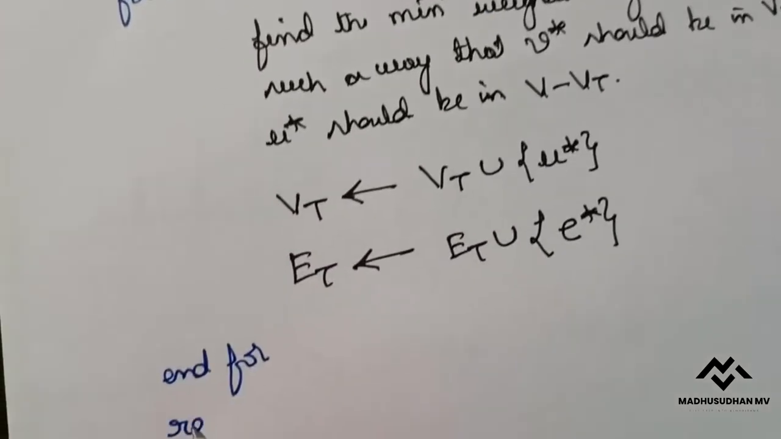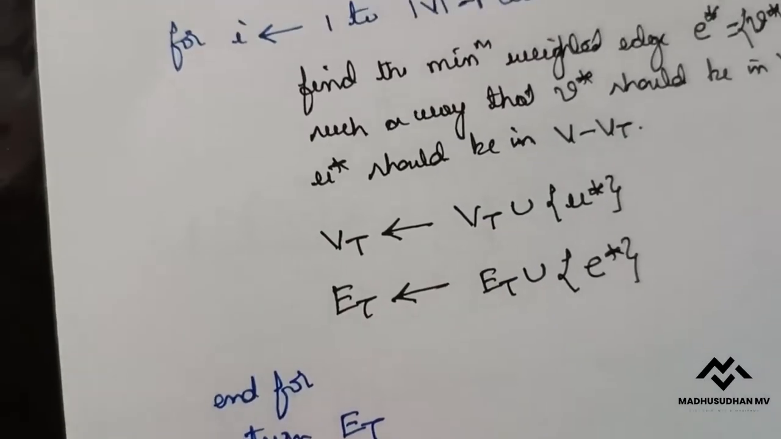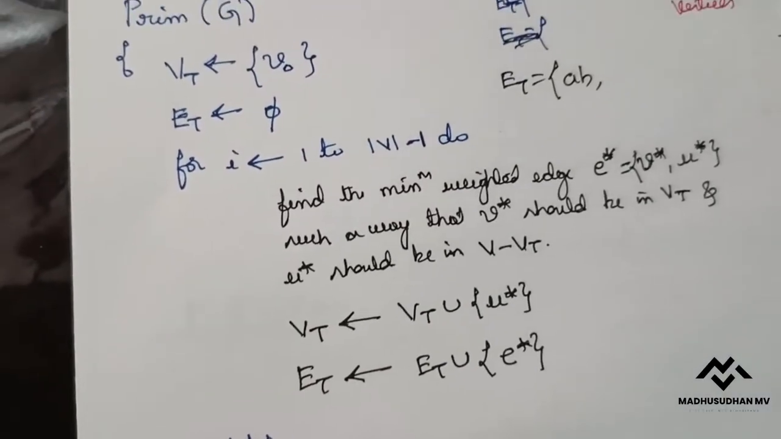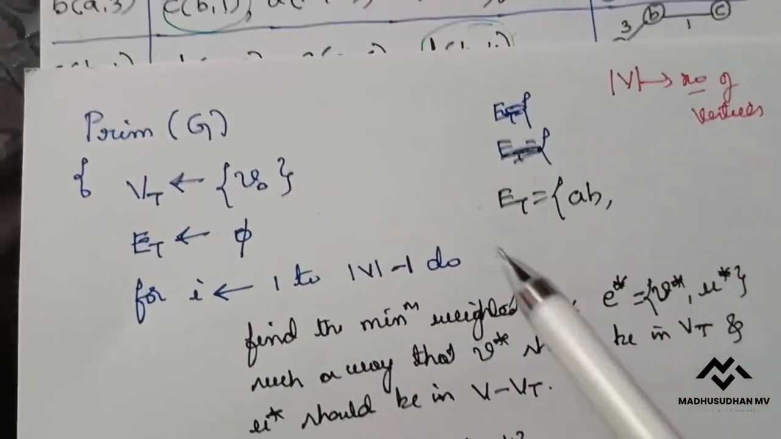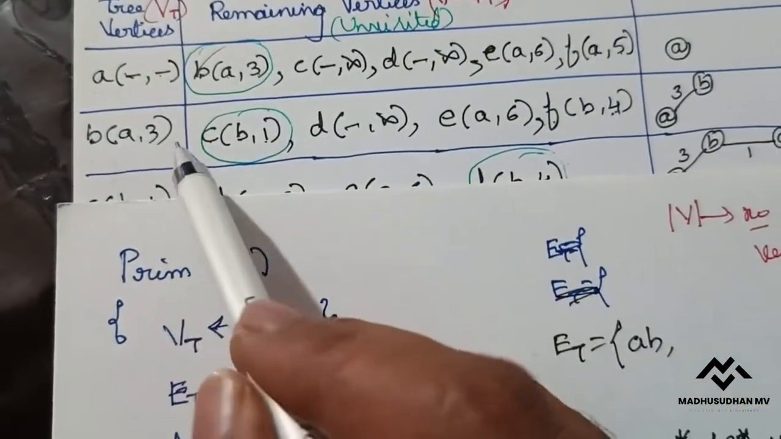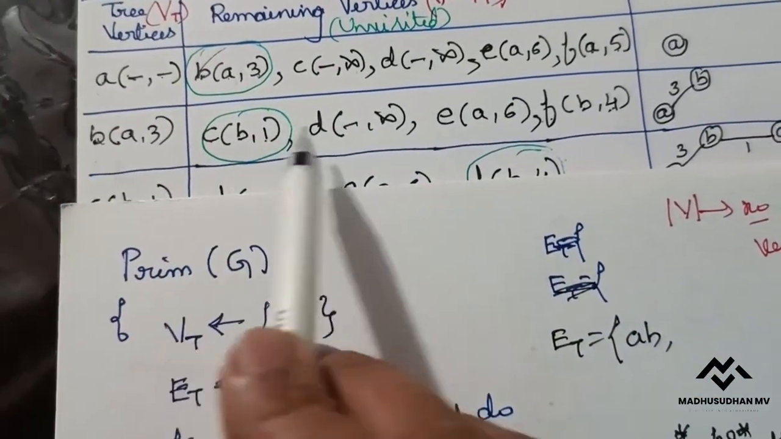And finally we need to return what? ET. This is our solution vector. Now we'll trace. Now up to here is over, right? Now I find out this one, this is done. Now the remaining vertex is this one. Now B is visited, these are unvisited.